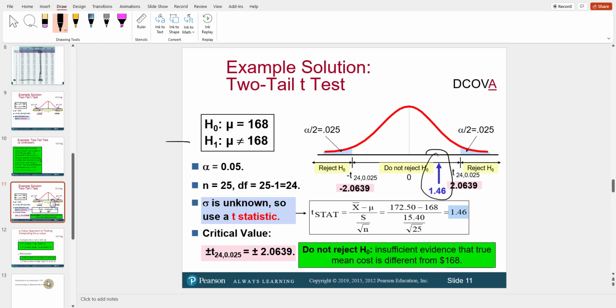So we don't have enough information to say that the true mean cost of hotels is different from $168. I don't have enough evidence to support the alternative hypothesis.